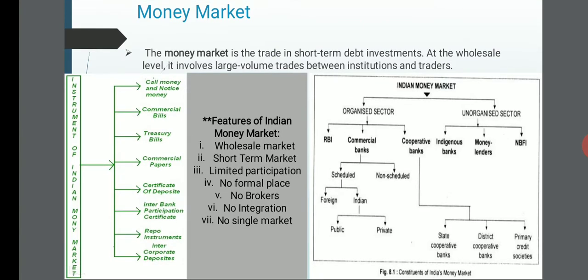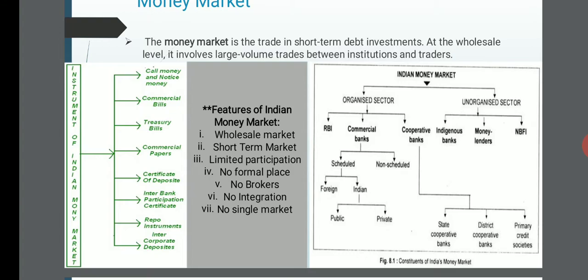Indian money market can be divided into two parts: organized market and unorganized market. Unorganized market consists of indigenous banks, money lenders, and NBFCs. NBFCs are non-banking financial institutions. An organized sector consists of RBI, commercial banks, and cooperative banks. These are the players in Indian money market.